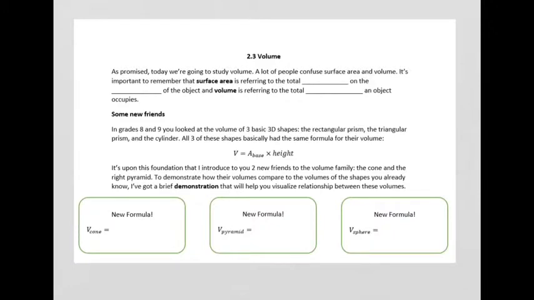So 2.3, last section, is about volume. A lot of people mix up surface area and volume. Usually when I ask how you find the surface area of a rectangular prism, a lot of people will say length times width times height. But that's wrong, because that's the volume of a rectangular prism. So it's important that you understand the difference between surface area and volume. They're very, very different things.